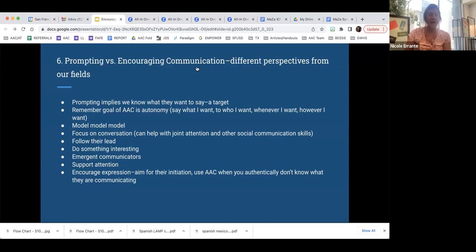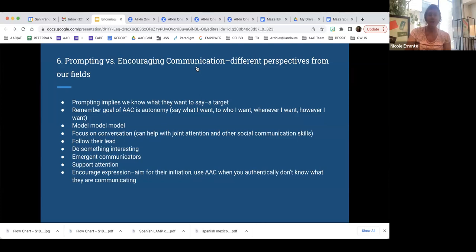If you're at lunch or snack, instead of, you know, I want cracker, I want juice, more, you could just have a conversation like, ooh, yummy, yummy, yummy. Or you don't have to prompt them to say yummy. You can say yummy. You can model yummy. I guarantee you some of your students will say yummy because it's a fun word.